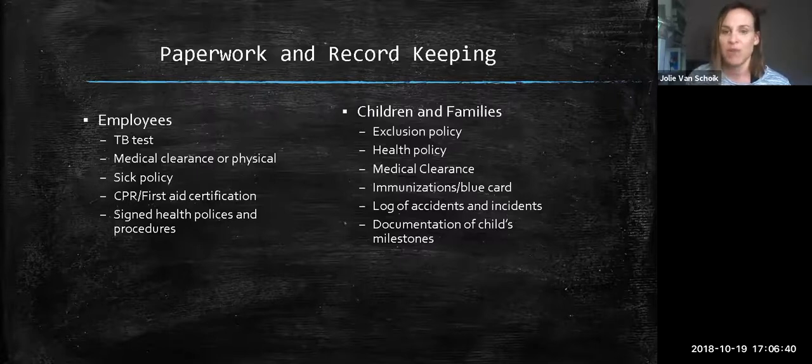Then for children and families, they need to have a signed copy of the exclusion policy, a signed copy of our health policy, a signed copy of our safety policy as well. We need a medical clearance form. You need your immunizations or blue card form. And then I also keep a log of accidents and incidents that will happen. Accident reports are typically your own. If any incident, like a licensing incident form, happened, I would also have a copy of that on file. We will talk more about incidents and how to report those to licensing later on.